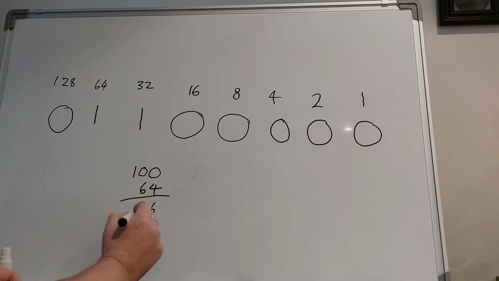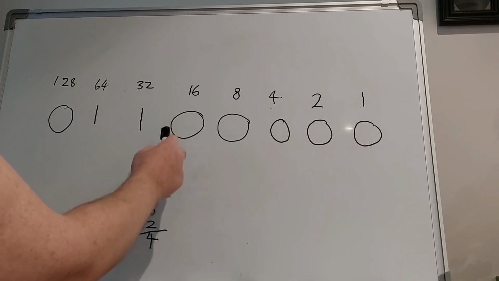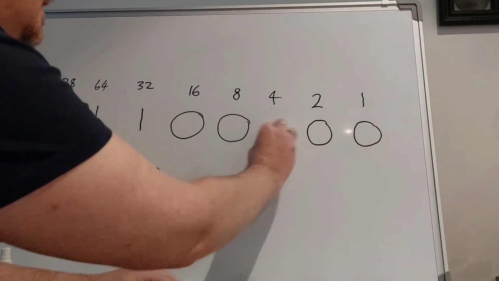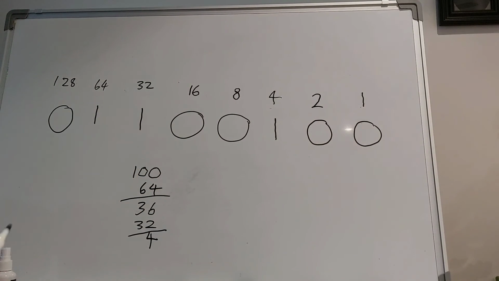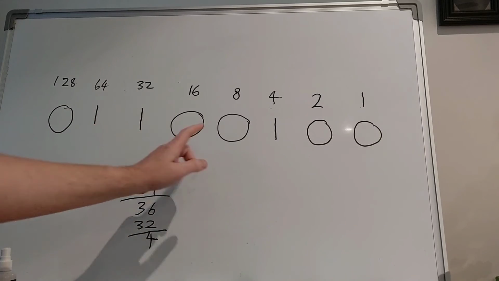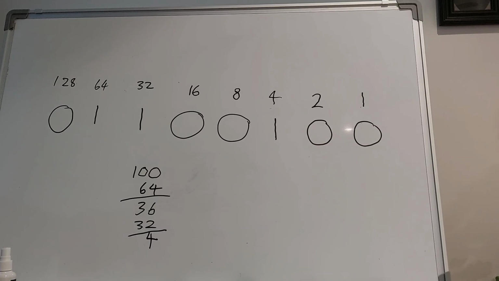Now we've got to take 32 from 36, which leaves 4. We've got 4 left. Can we turn the 16 on? No, that's higher than 4. Can we turn the 8 on? No, that's higher than 4. Aha, we've got 4 right here. Beautiful. Let's turn that light on. So this is how you write 100. You've got the 64 plus the 32 plus the 4. So it's 0, 1, 1, 0, 0, 1, 0, 0. That is how you write 100 in an 8-bit binary number.